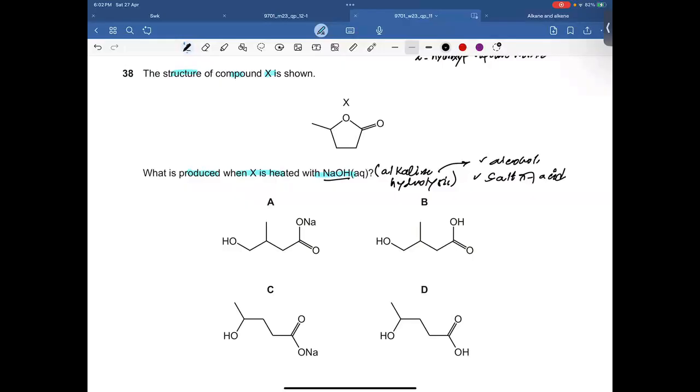Let me apply the basic concept first. The carbon-oxygen single bond needs to be broken. Oxygen will get the hydrogen of water, whereas the C=O is getting the OH of water. Okay.